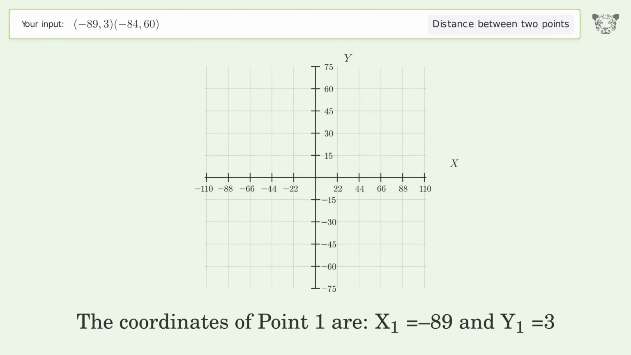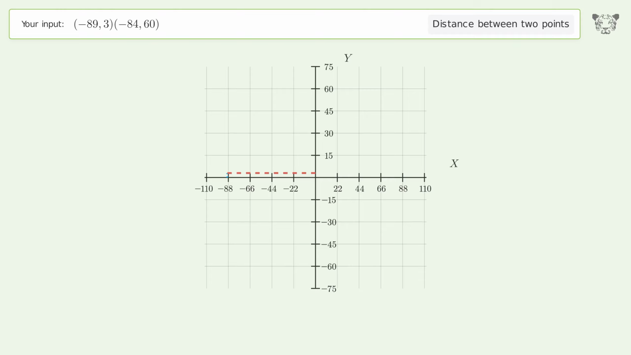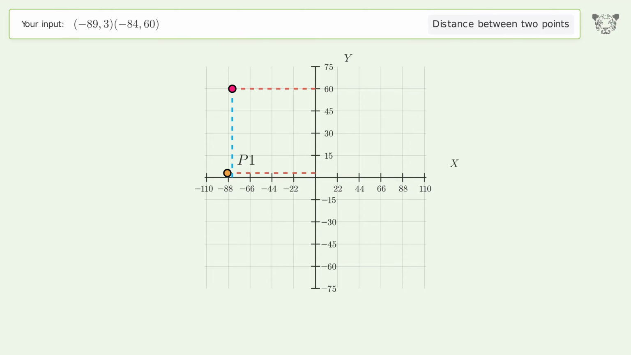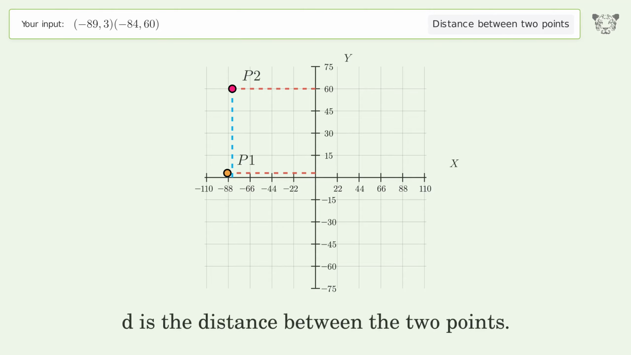The coordinates of point 1 are x1 equals -89 and y1 equals 3. The coordinates of point 2 are x2 equals -84 and y2 equals 60. D is the distance between the 2 points.